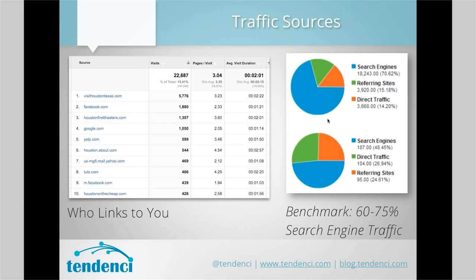This top graph right here is a good example of what we would recommend. They've got 70% search engine traffic, and the other two are split evenly. This example down here on the bottom has a lot more direct traffic than average. This is a client that did a billboard campaign with their URL all over the billboard. So people were typing in their URL directly, counting as direct traffic. So even things you're doing offline should affect this mix.